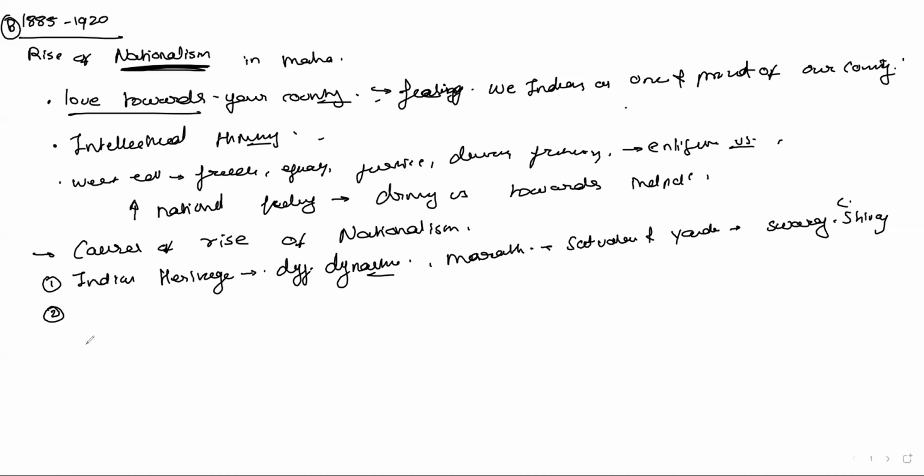The second thing which came into prominence was economic exploitation. When Britishers came into India, the first thing they did was capture the market. And once they captured the market, the second thing they did was ruin Indian handicrafts, the local market, and small scale industries.